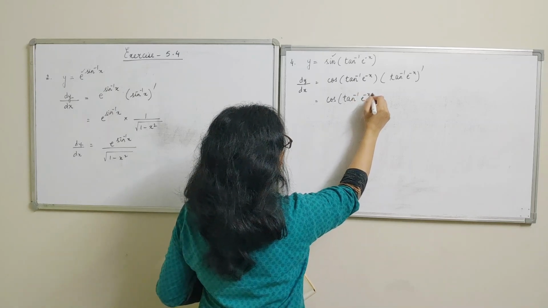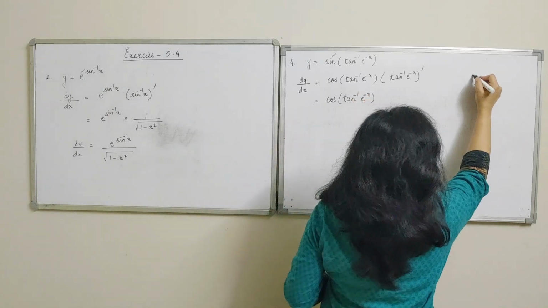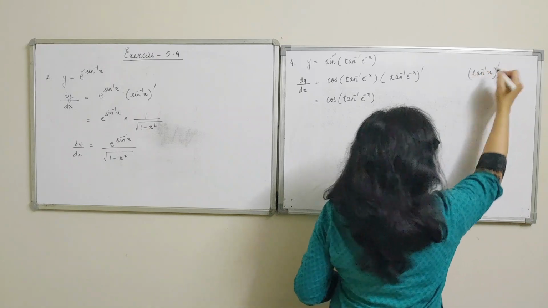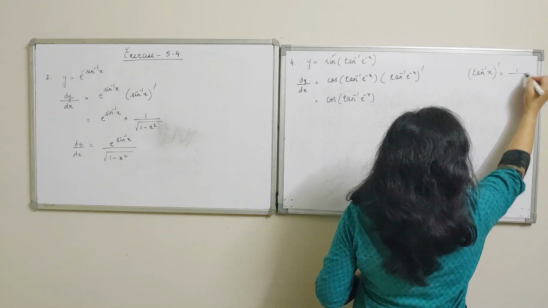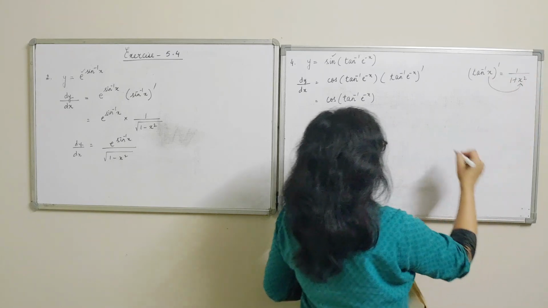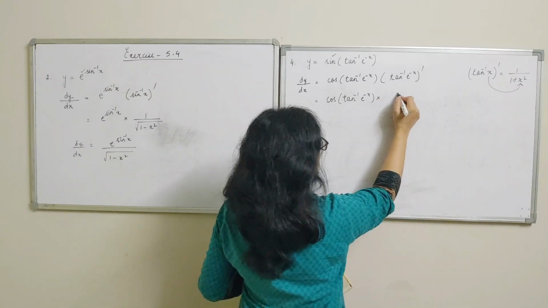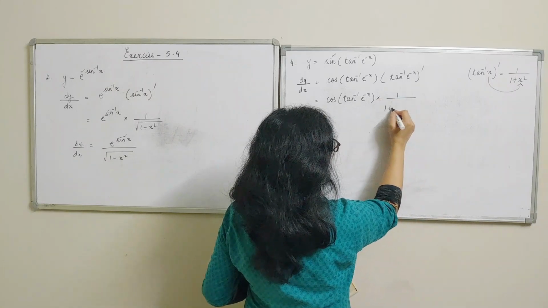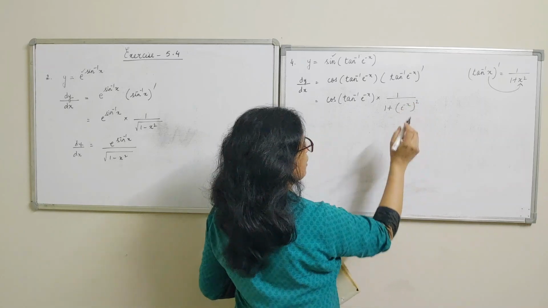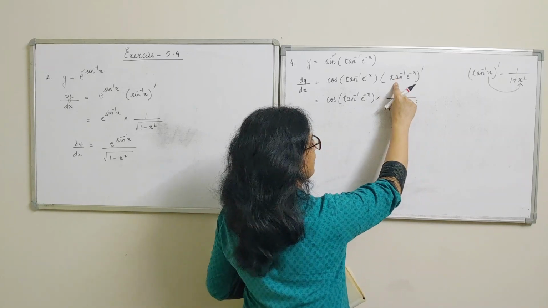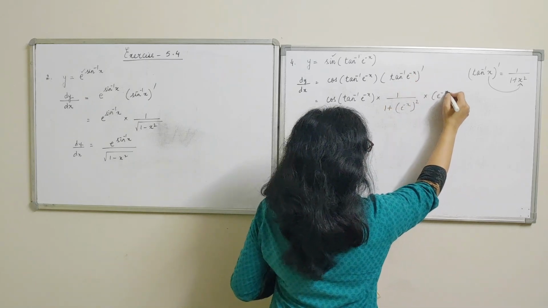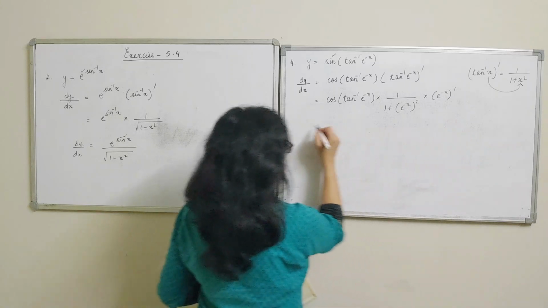tan inverse e to the power minus x. Now we know the standard derivative of the standard tan inverse function is 1 upon 1 plus x square. That means this term comes here. So accordingly, this should be 1 upon 1 plus square of e to the power minus x. So that way we have differentiated the tan inverse function. Now the last part that is left is to differentiate e to the power minus x.